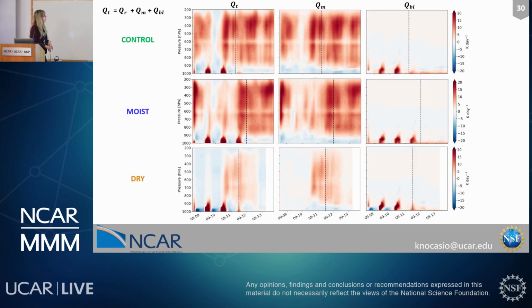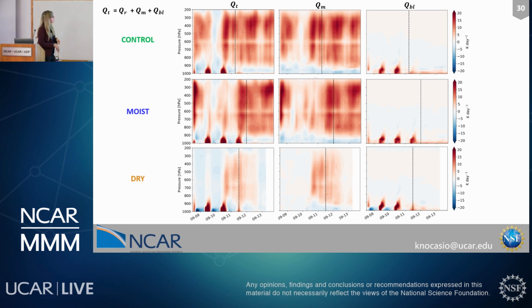I started to look at what the total diabatic heating rate is. So here on the left column, I'm showing you a vertical profile with time on the x-axis. The middle is the diabatic tendencies for microphysics, and on the right is for the boundary layer scheme.